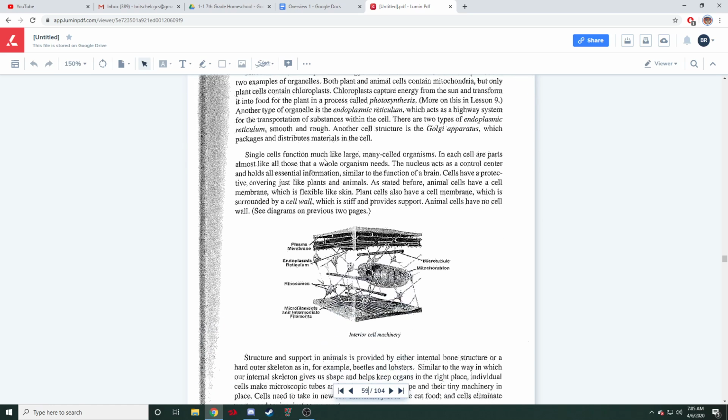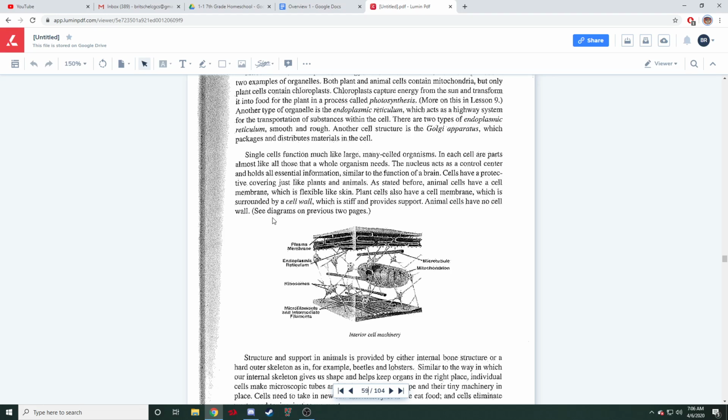Single cells function much like large, many-celled organisms. In each cell are parts almost like all those that a whole organism needs. The nucleus acts as a control center and holds all essential information, similar to the function of a brain. Cells have a protective covering, just like plants and animals. As stated before, animal cells have a cell membrane, which is flexible like skin. Plant cells also have a cell membrane, which is surrounded by a cell wall, which is stiff and provides support. Animal cells have no cell wall.